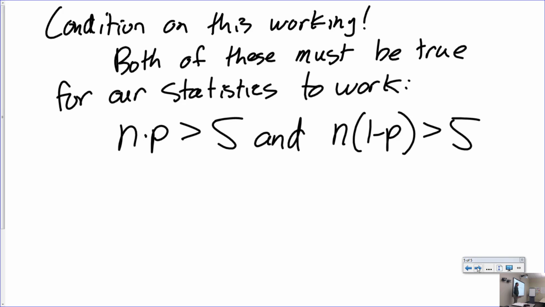So before you do any tests with a percentage probability, take n times your percentage and n times 1 minus your percentage, and if either of those numbers is less than 5, immediately stop and say inconclusive. Statistics are not calculable.